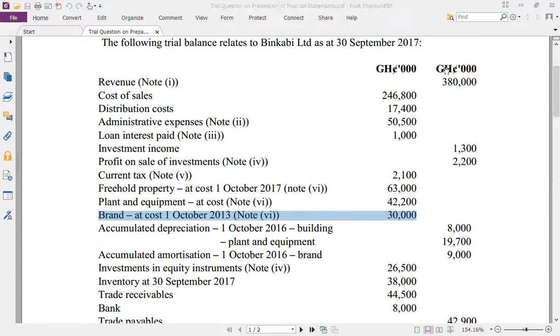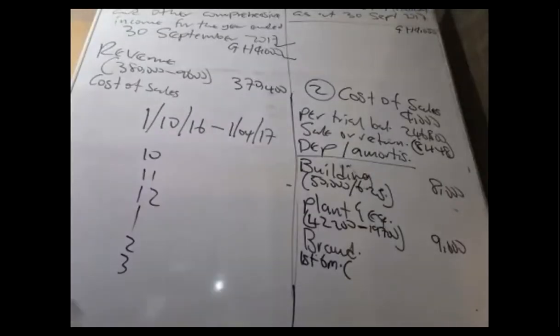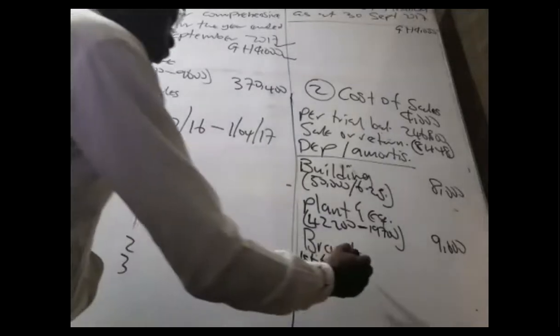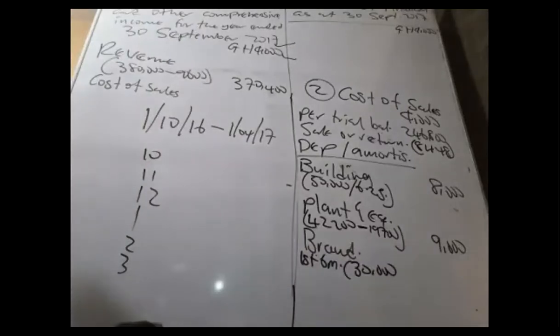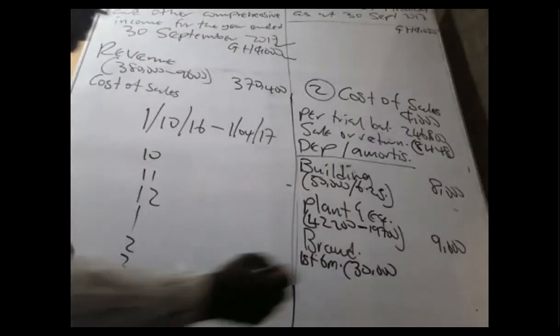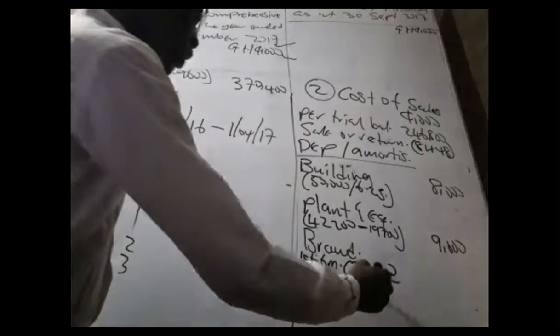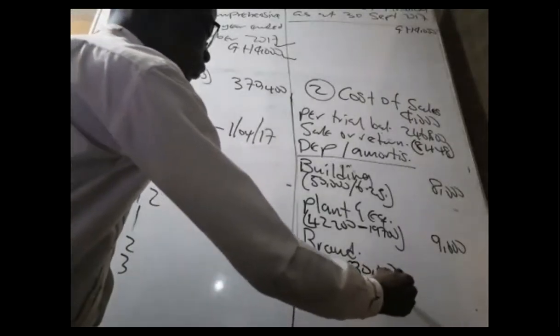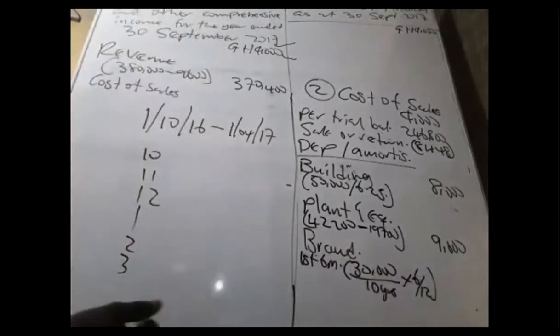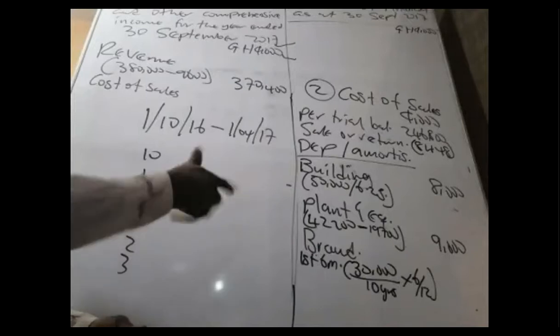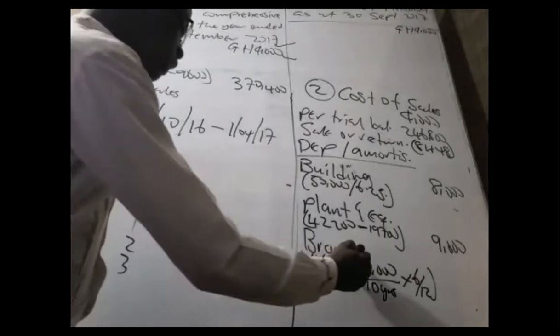So that is 30,000 over 10 years times 6 over 12. Let me have your answer. That will give us 3,000. Half of 3,000 should be 1,500.